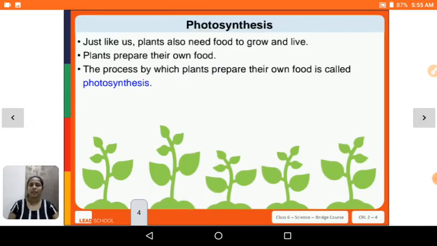Just like us, plants also need food to grow and live. Plants prepare their own food. The process by which plants prepare their own food is called photosynthesis. We cook food, right? So plants also need food to grow and live. The process in which they make their own food is photosynthesis.